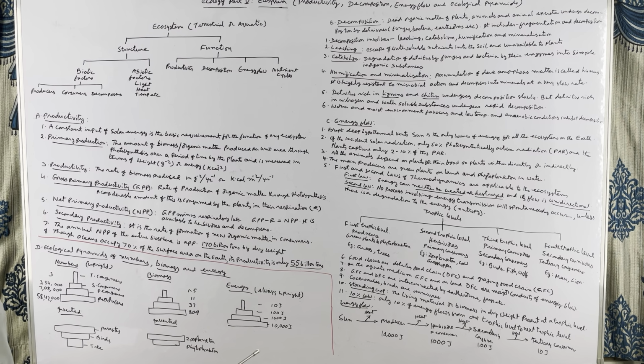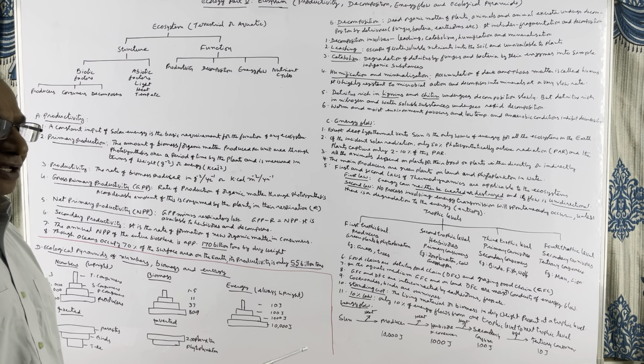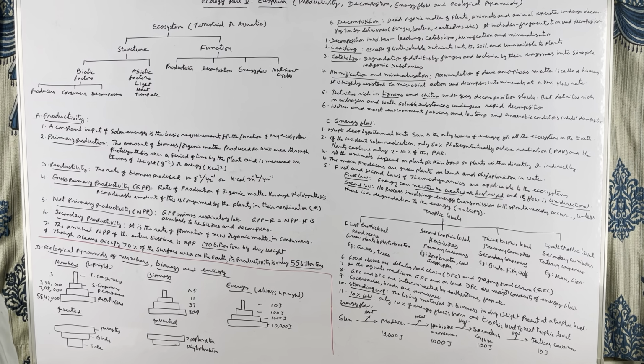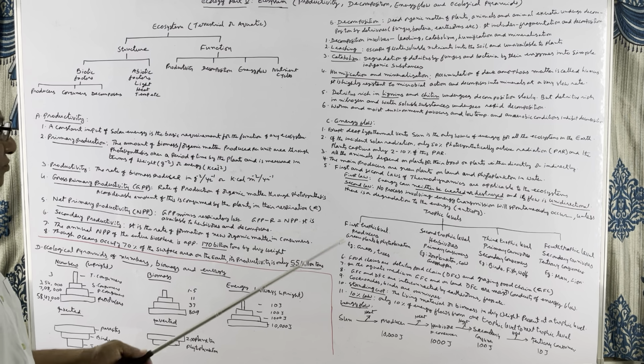This energy passes through all the trophic levels. There are various trophic levels. Producers, primary consumers, secondary consumers, tertiary consumers, decomposers, like that. So the same solar energy runs through all these trophic levels.